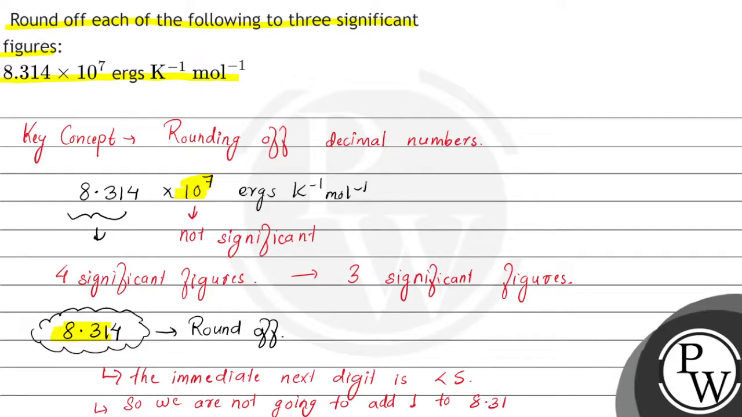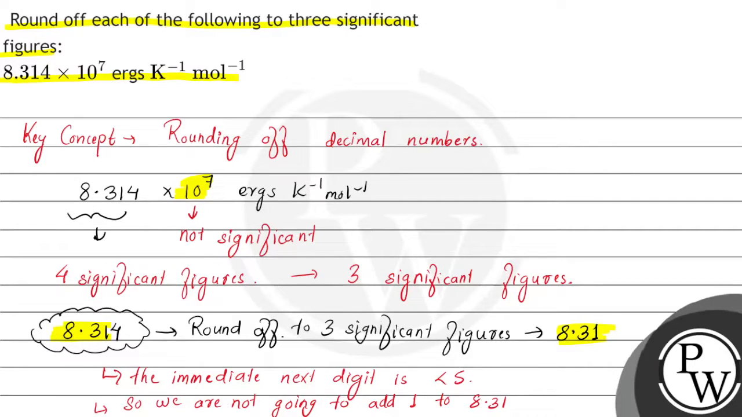So when we are talking about 8.314, if we round it off to three significant figures, the answer will be just 8.31. यहाँ पर ये जो आंसर होगा, after rounding off to three significant figures, the answer would be 8.31, because the immediate next digit after this 1 is 4. So we cannot add 1 to the 8.31 value because the immediate next number is less than 5.